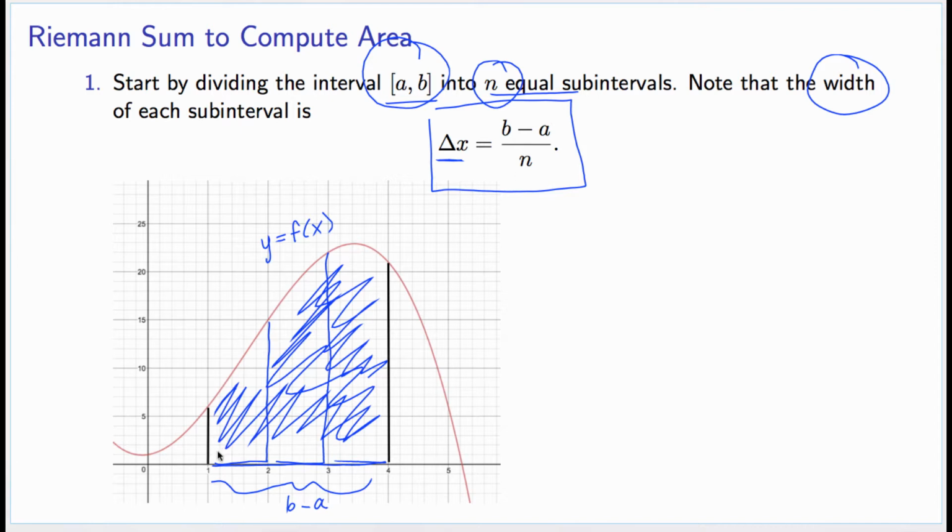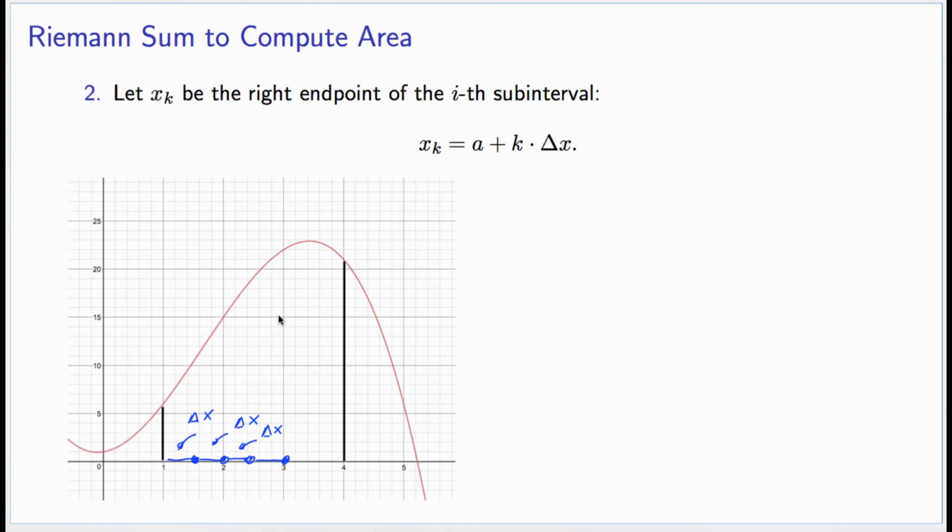So we're going to start just by dividing our interval up into subpieces so that we can use our rectangular approximations to approximate this area using rectangles. So we'll start just by dividing it up into pieces. And now I'm going to find the right endpoint. You could also do the left or the midpoint. For here, we'll just do the right endpoint of each subinterval.